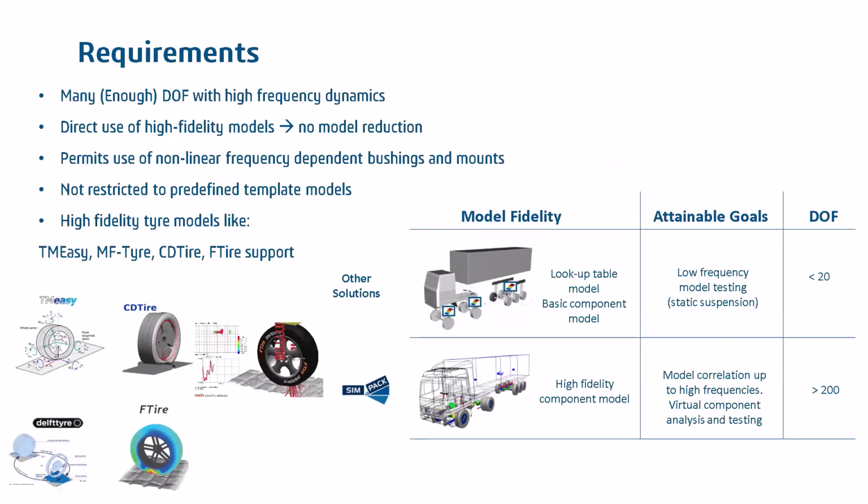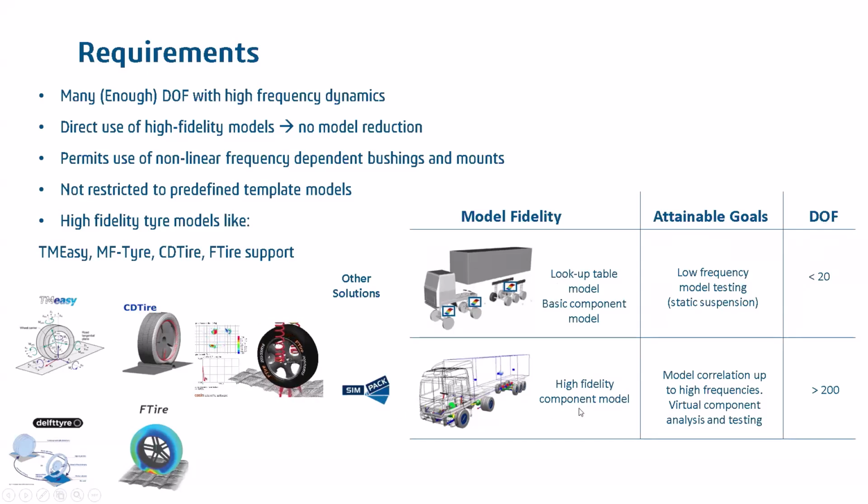Of course, when you're using a full fidelity model, you're looking at quite a huge number of degrees of freedom, which are supposed to run in real time. What I've compared here, if you look on this image, are two methods of running a model in real time. One is you could characterize the suspension into some simple lookup tables, and to make sure that the model will run fast, because obviously it's a simplified model. But the attainable goal in this case would be only low frequency model testing, and the degrees of freedom of the complete model would be somewhere around less than 20.